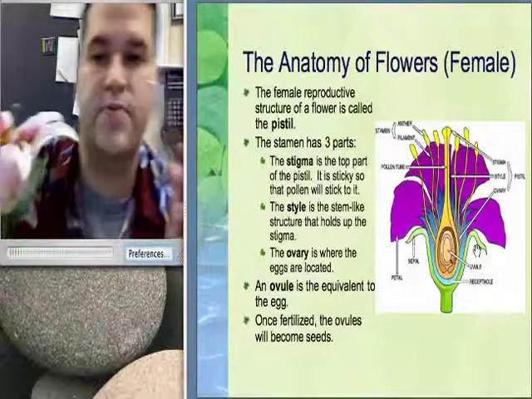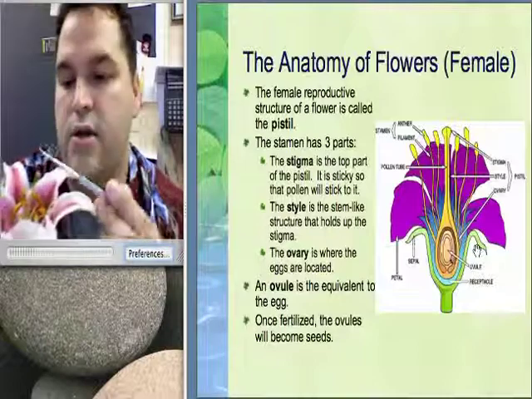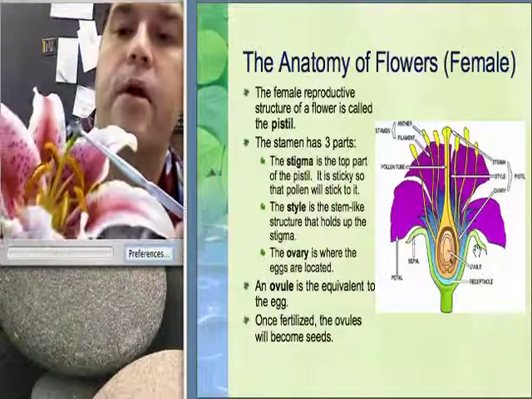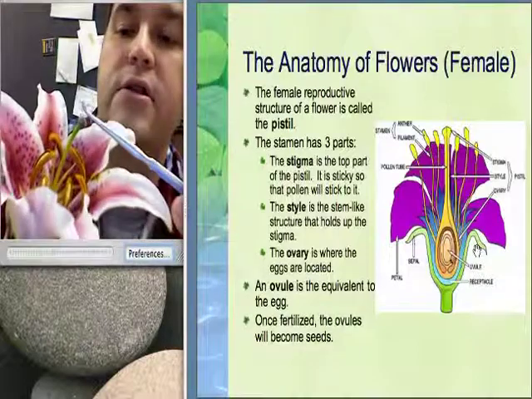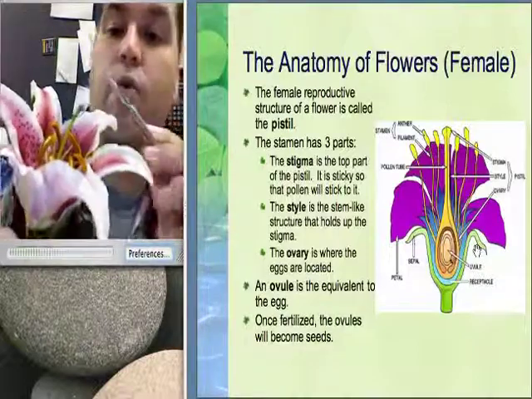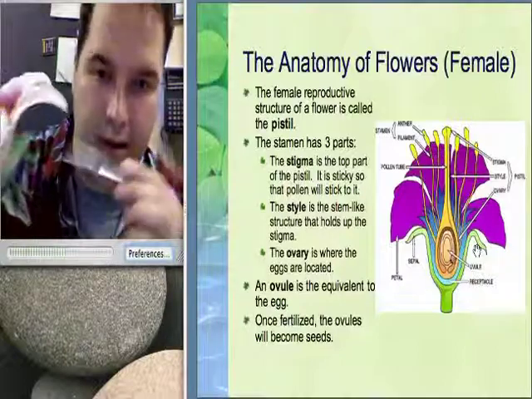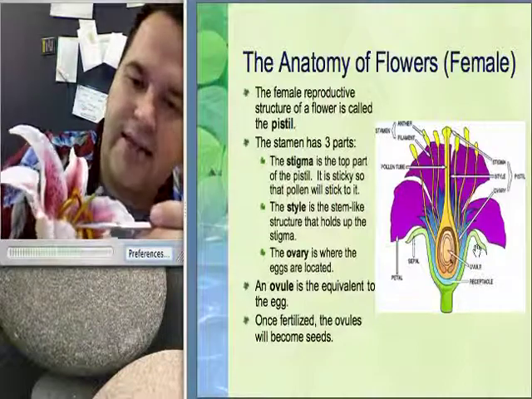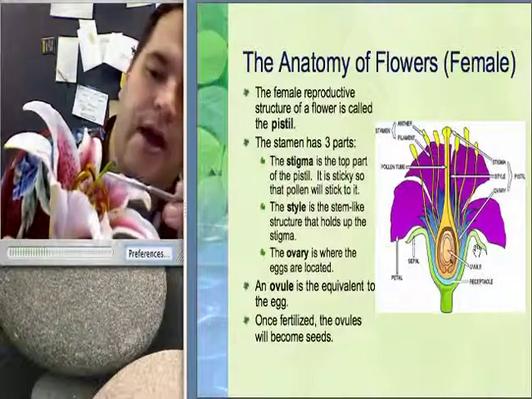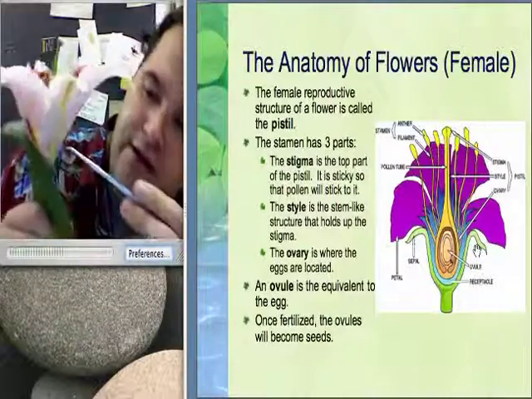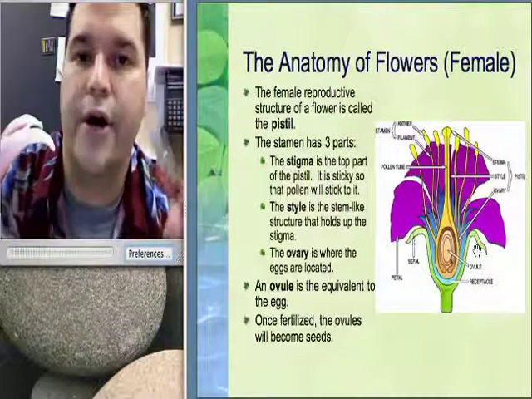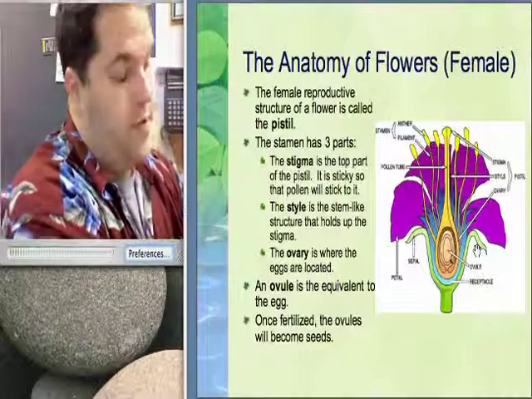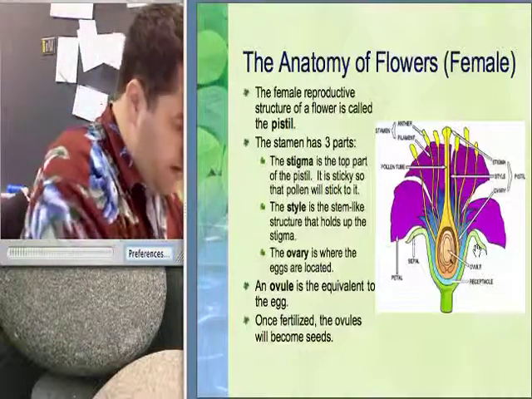The reason it's sticky is because it wants pollen to stick to it so that it can be fertilized, right? So if we look here, we can kind of see that it's a little sticky, and that's because it wants that pollen to go down in there and fertilize it. The next part is the style, and that's the long stem-like structure that goes up and down right here. And if we look down here at the bottom, we have an ovary. So let's take a look at an ovary, because I've dissected a flower for you so that we can get an idea of what we're looking at here.